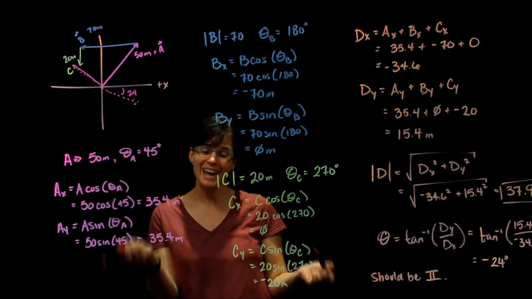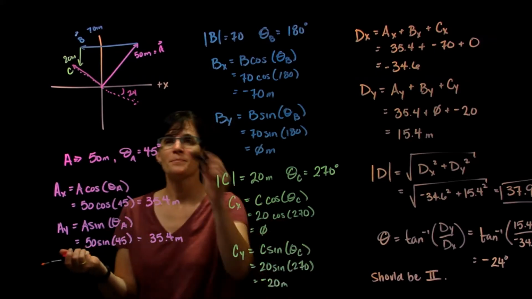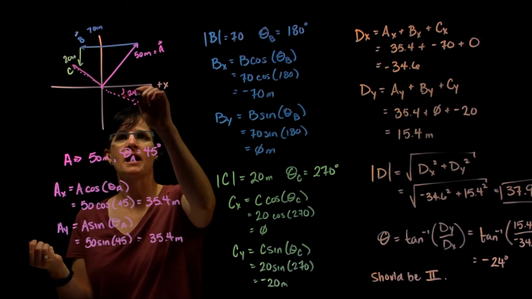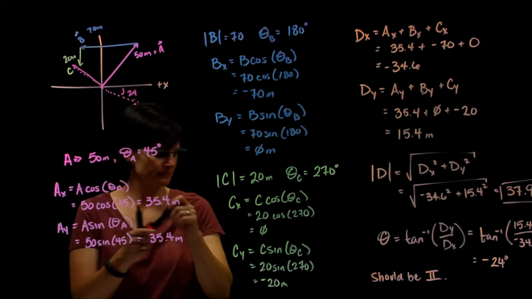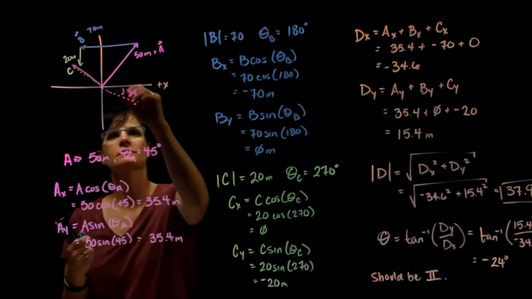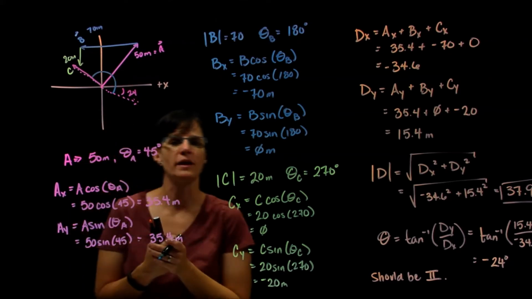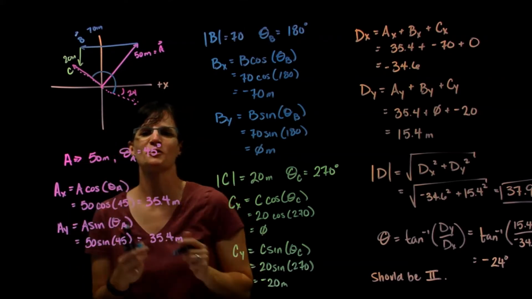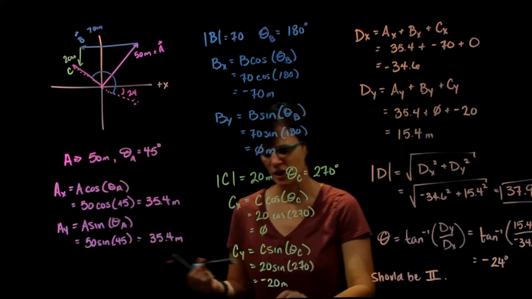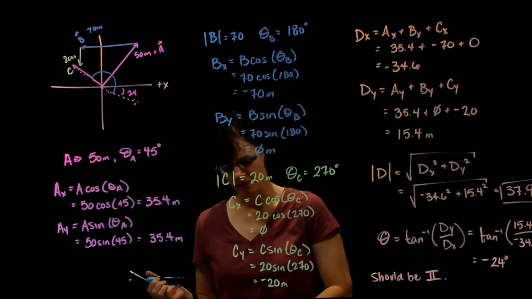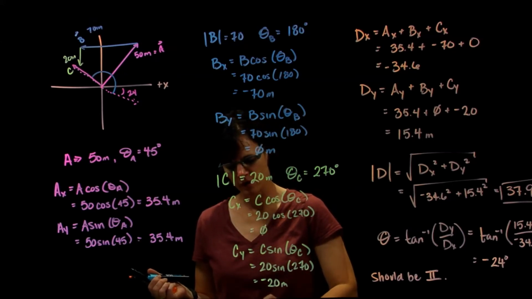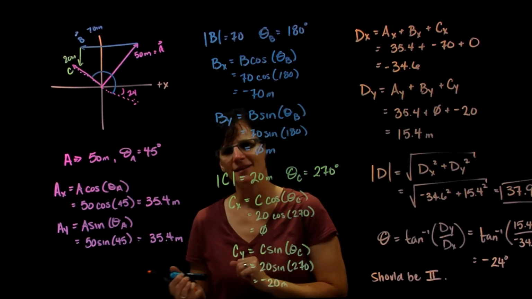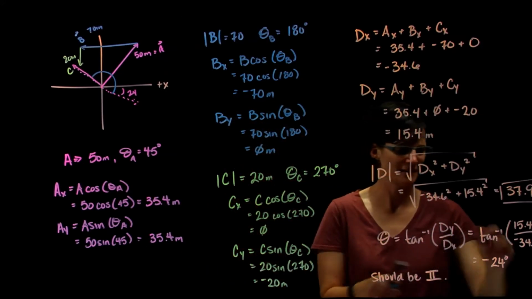So how do I get the actual angle? Well, this would be 180 degrees. That would be a full 180. And I'm 24 degrees less than 180. So I subtract 24 from 180, and I get 156.